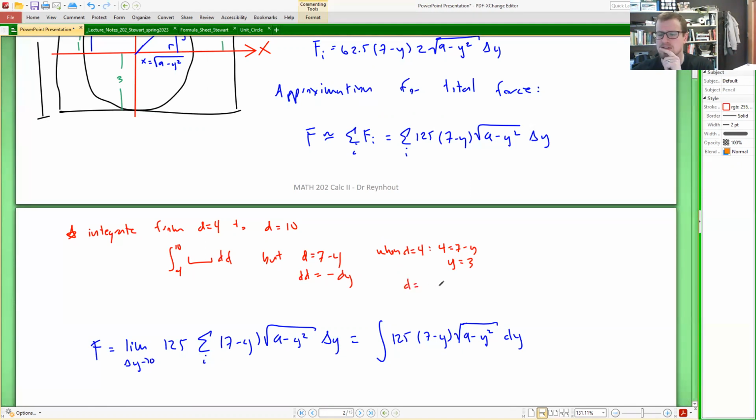And when d is equal to 10, we end up with 10 is equal to 7 minus y, and y is equal to negative 3. So our integral becomes 4 gets changed to 3, and 10 gets changed to negative 3, and our dd becomes a negative dy.